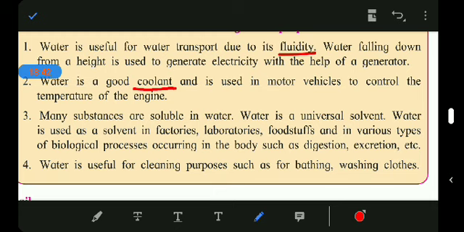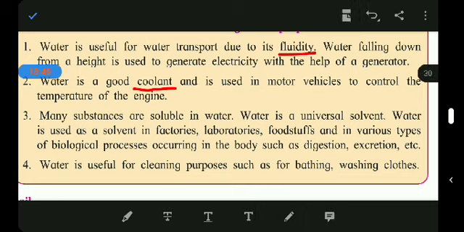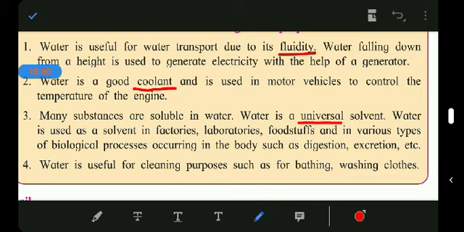Next we have, it is a universal solvent. Even in your exercise we have this question, why is it called a universal solvent. Here is the answer. Many substances are soluble in water, which means almost all things dissolve in water. Water is a universal solvent, hence it is called a universal solvent. Water is used as a solvent in factories, laboratories, foodstuff, and in various types of biological processes that occur in the body, such as digestion and excretion. Even in your human body, water works as a solvent.